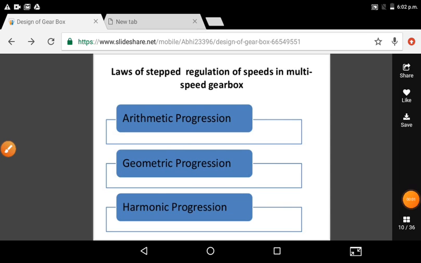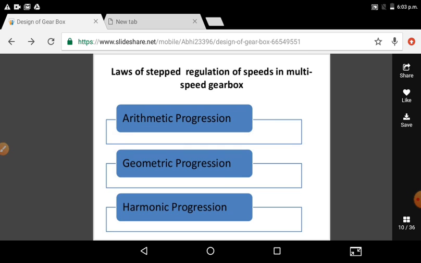Good afternoon friends. Today we are going to study the design of the gearbox. To design the gearbox, we have to study the laws of step regulation of speeds in a multi-speed gearbox, right? So what is the function of the gearbox?